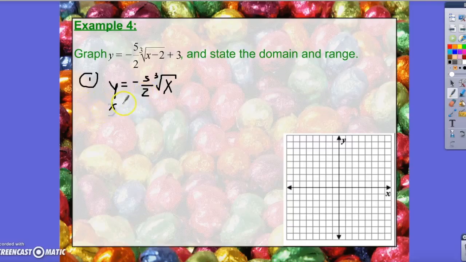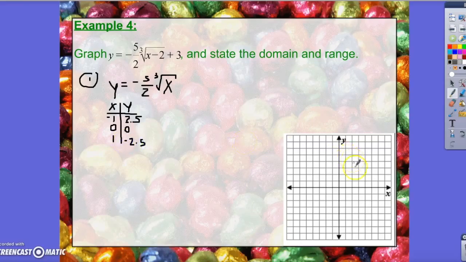So if you remember, when I have a cube root, I'm going to use -1, 0, 1. I'm going to plug that in to this piece here that I rewrote. Cube root of -1 is -1 times -5/2 is 5/2, or 2.5. It's positive. Plug in 0. Cube root of 0 is 0. 0 times -5/2 is just 0. Plug in 1. Cube root of 1 is 1 times -5/2 is -5/2, or -2.5.